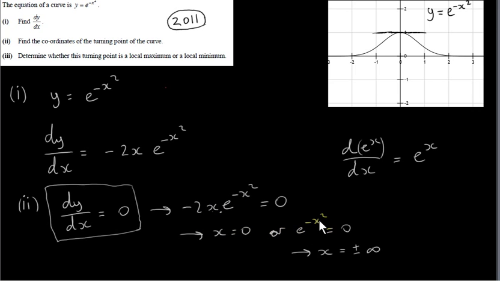Now the only way that e to the power of minus x squared can equal 0 is when x is either plus or minus infinity. So if we take a very large positive value of x, an infinitely large positive value of x, then you will see that the tangent is just the x-axis. The tangent to the curve is actually the x-axis.